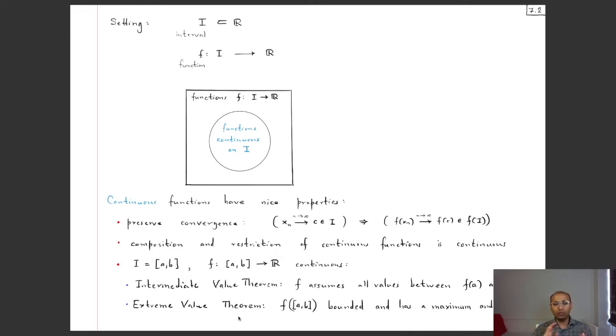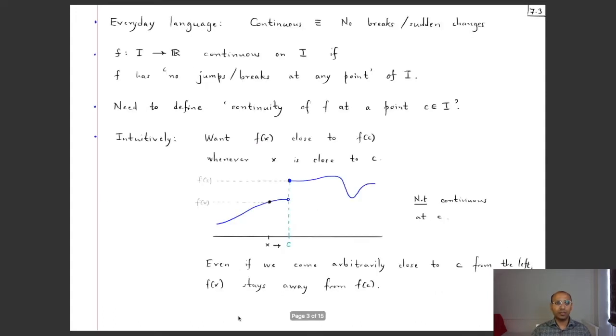So the aim of this chapter is to understand what continuous functions are, and moreover to look at some of their properties. For example, they preserve convergence, they are closed under composition, and they have the intermediate and extreme value theorems as properties. Okay, so let's begin with defining what's meant by a continuous function.